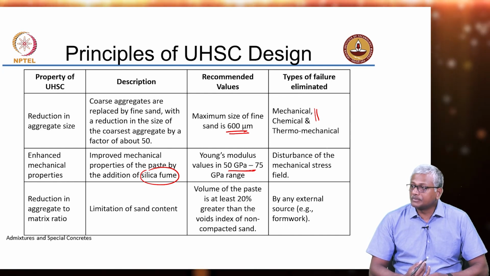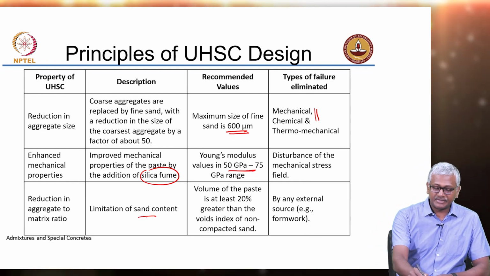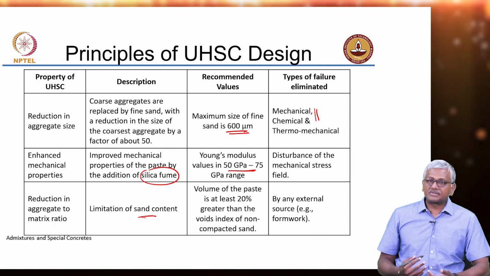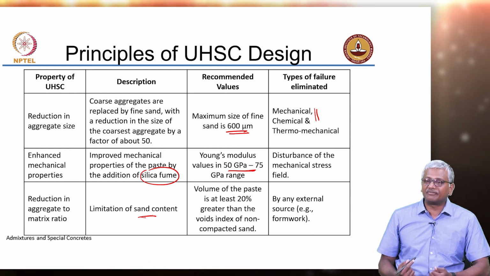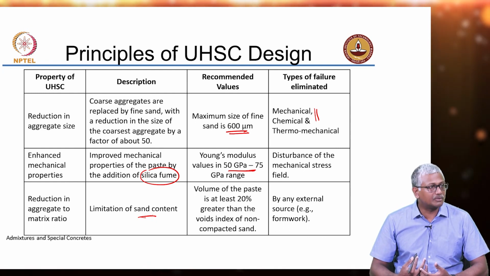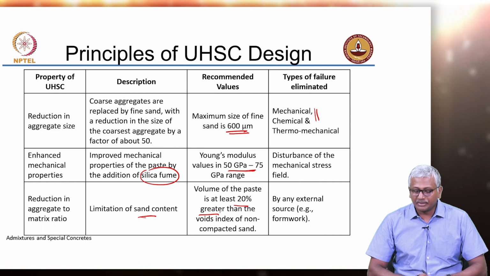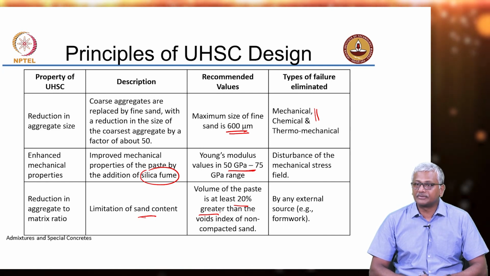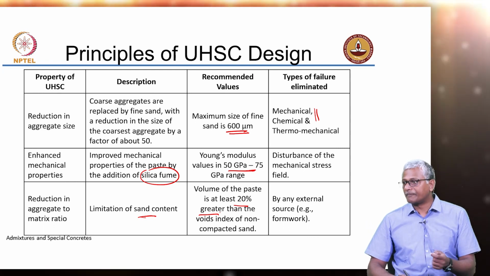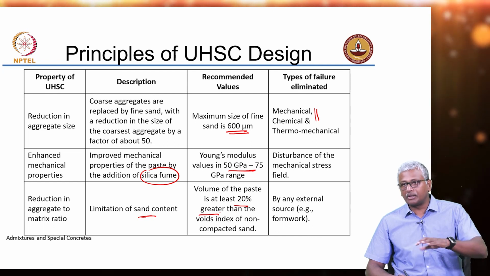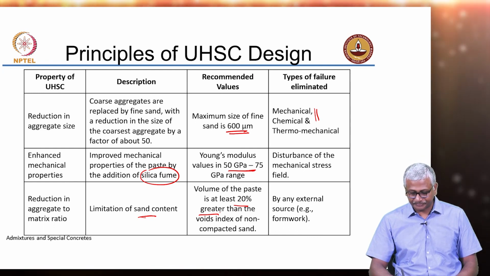Aggregate to matrix ratio is also reduced. You have more cement paste in this case, okay. You can limit the sand content to achieve that. The problem is when you try to fit in more and more sand, you are not going to get the effective packing that you need with the smaller scale or smaller sized materials, okay. So volume of the paste is at least 20% greater than the voids index of non-compacted sand. So if you take a container and put non-compacted sand inside, determine the amount of voids that are present, the paste that fills up that void plus an additional 20% is what is required to make this microstructure feasible.